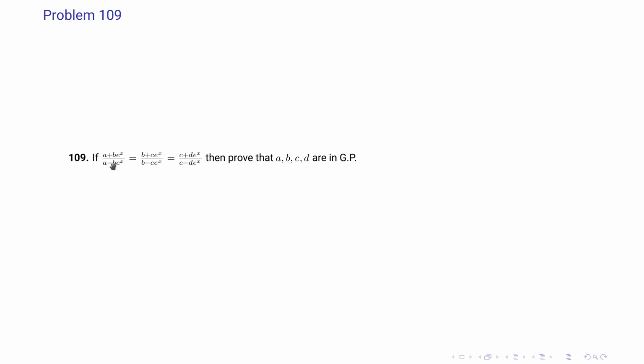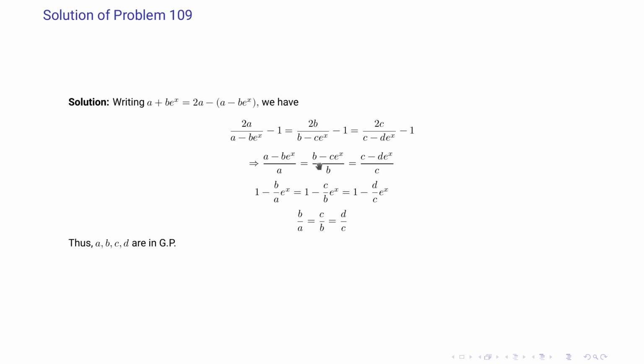If a plus b e to the power x divided by a minus b e to the power x is equal to b plus c e to the power x divided by b minus c e to the power x is equal to c plus d e to the power x divided by c minus d e to the power x, then prove that a, b, c, d are in GP.